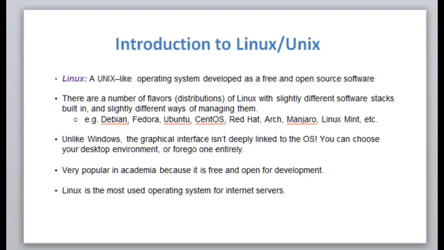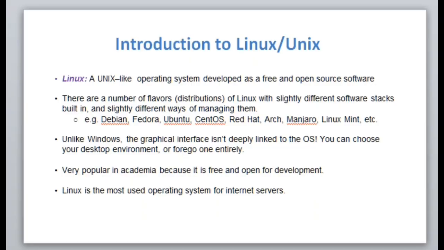Introduction to Linux and Unix. Linux is a Unix-like operating system developed as free and open source software. There are a number of different flavors and distributions. If you ever hear someone talking about different flavors of Linux, they're just referring to different types of distributions. They all have slightly different software stacks built in and slightly different ways of managing them. Some examples are Debian, Fedora, Ubuntu, CentOS, Red Hat, Arch, Manjaro, Linux Mint, and more.